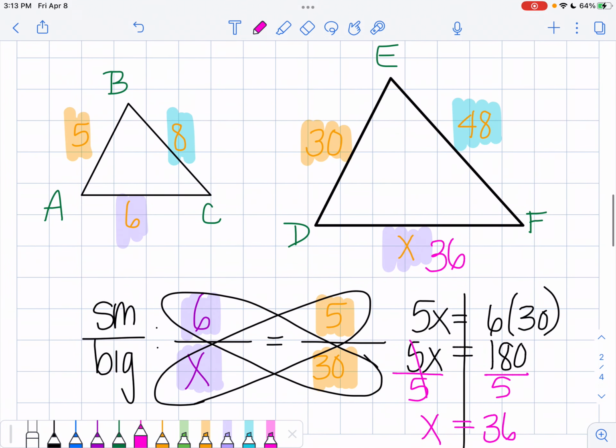So now we can check to make sure that's right. Let's just check the scale factor. To get from 5 to 30, I multiplied by 6. Is 8 times 6 equal 48, correct? And 6 times 6 gives me 36, so that's correct.